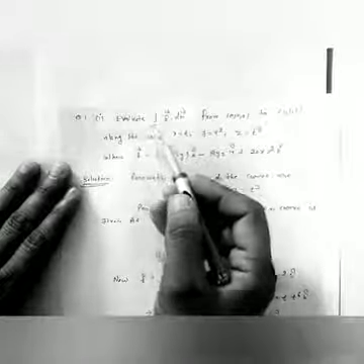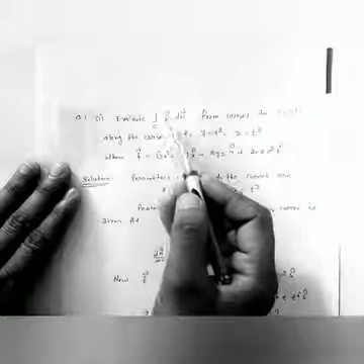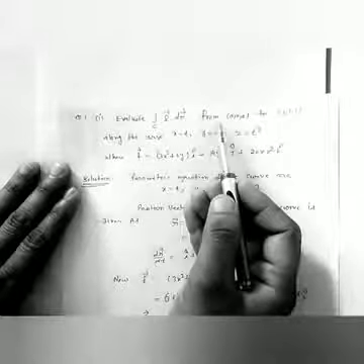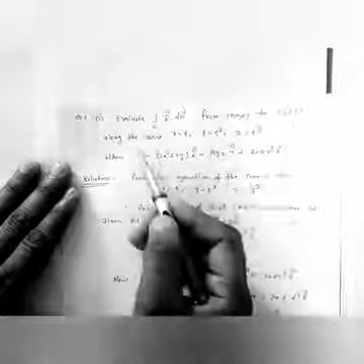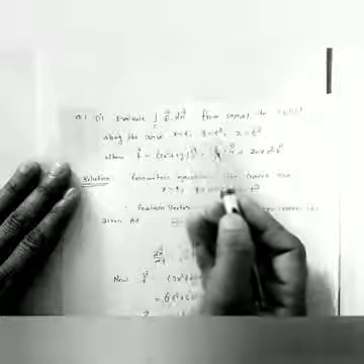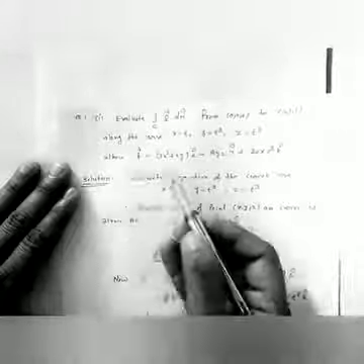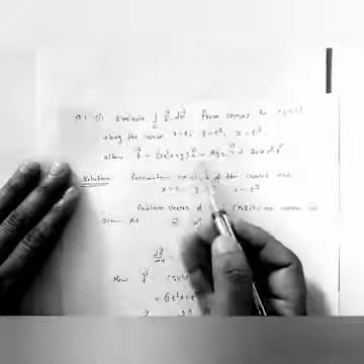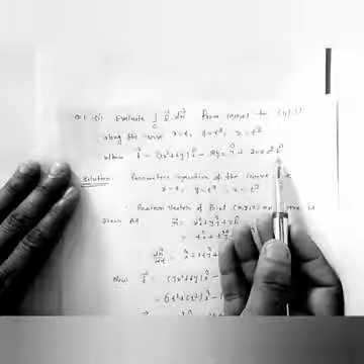Now we discuss some numerical problem on this topic. Say question number first, evaluate the integral along the curve C of f dot dr from (0, 0, 0) to (1, 1, 1) along the curve x is equal to t, y is equal to t square, z is equal to t cube, where f vector is equal to (3x square plus 6y) i cap minus 14yz j cap plus 20xz square k cap.